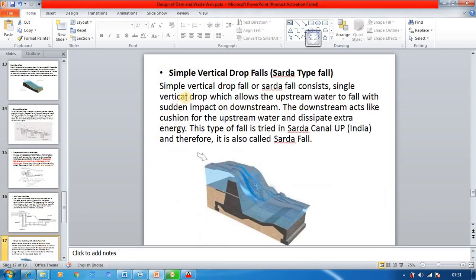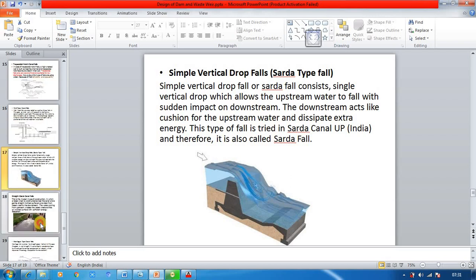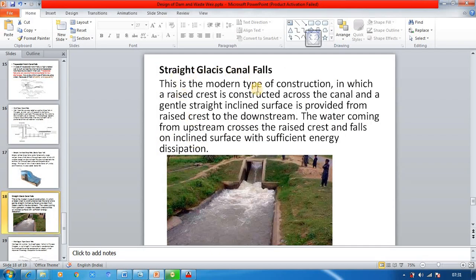And the next type of fall is the simple vertical drop canal fall. In this one, there will be a single vertical drop which will allow the upstream water to fall with a sudden impact on the downstream side. So the downstream acts like a cushion for the upstream water and dissipates the extra energy. This type of fall was tried in Sarda Canal, and thereby it is named after Sarda Canal. So Sarda drop.